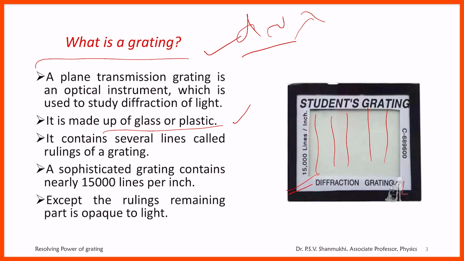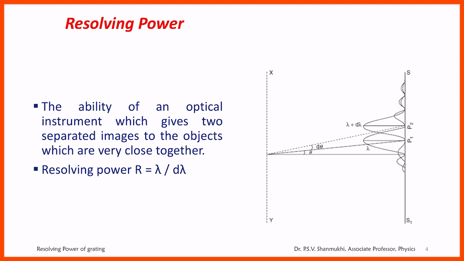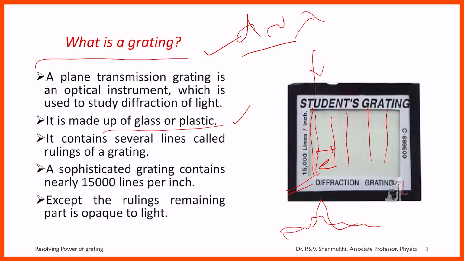Anyhow, with that many lines, what is the separation of the slits? That is given by e. Those lines are called rulings. Except the lines, the remaining part is blackened. The remaining part is black coated. That is why it acts as opaque to light. It does not allow the light to pass through. So light is passing through only these rulings, and it will produce the diffraction pattern like this: alternate maxima and minima.